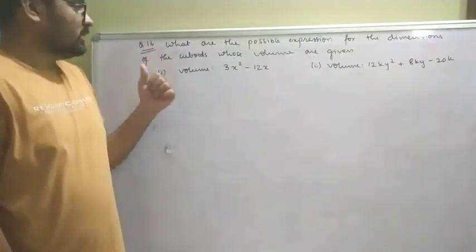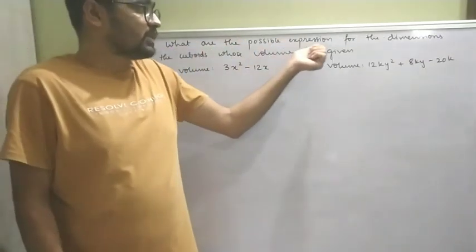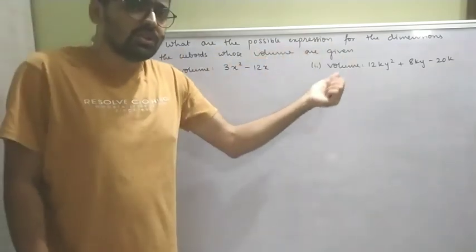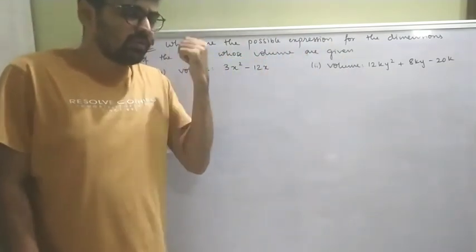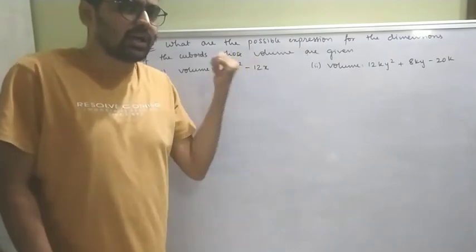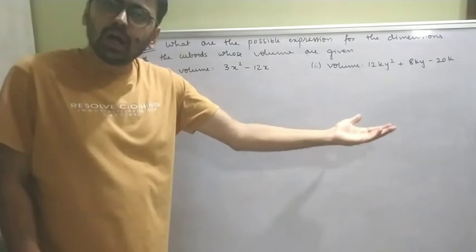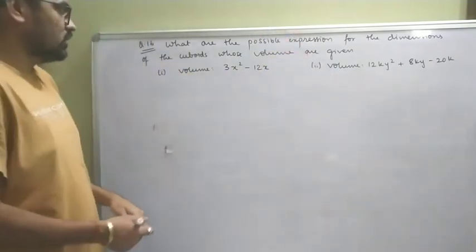Question number 16. What are the possible expressions for the dimensions of the cuboids whose volumes are given? So it's just like the previous problem. We have solved the area to get the possible length and breadth. Here length, breadth and height, those are the dimensions of a cuboid.